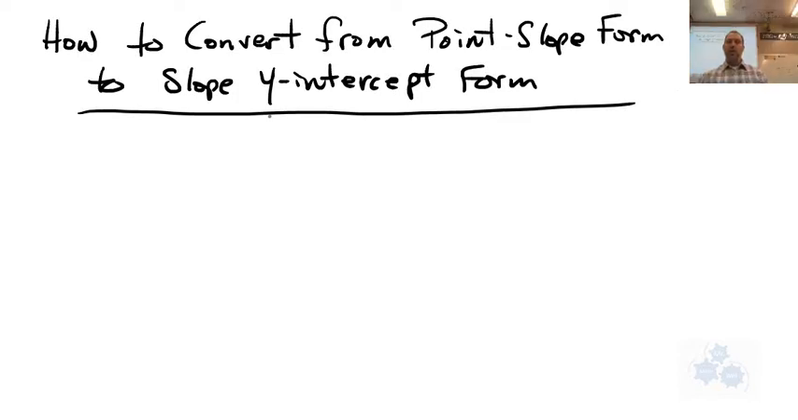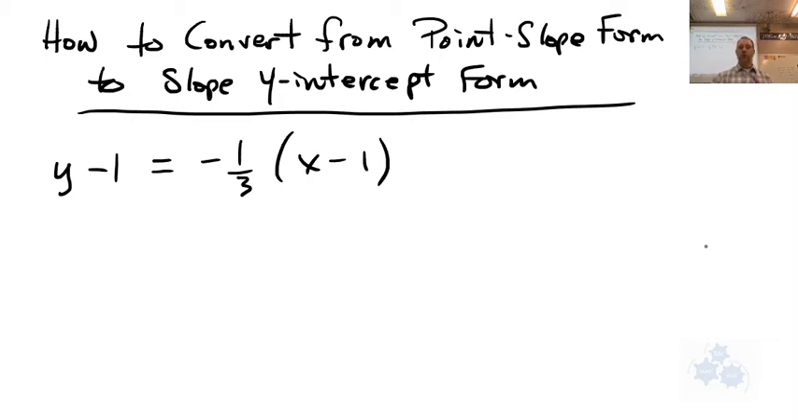Okay, so one of the things we need to know how to do is how to convert from point slope form to slope y-intercept form. And that's pretty easy. All it involves is multiplying, simplifying, gathering like terms, and that sort of thing. So let's take an example here. Let's say we have y minus 1 equals negative 1/3 times (x minus 1).